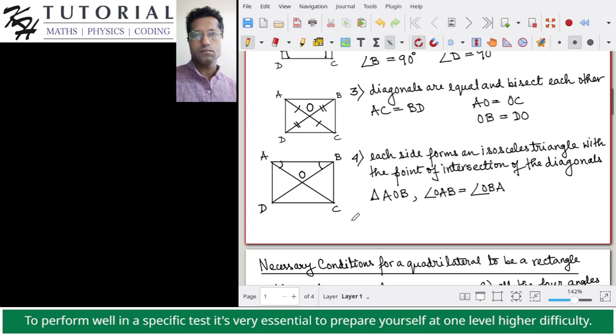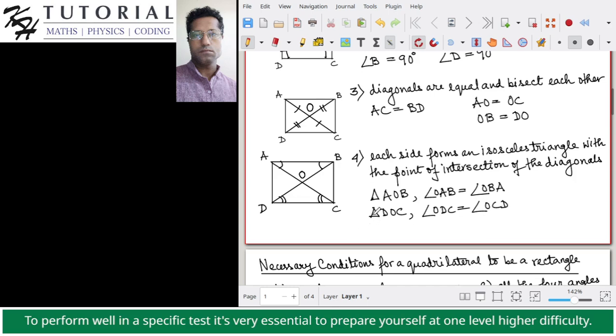Also, vertically opposite to the triangle AOB, we will have on the side DC the isosceles triangle DOC, where we will have this angle should be equal to this angle. So we must have angle ODC should be equal to angle OCD.